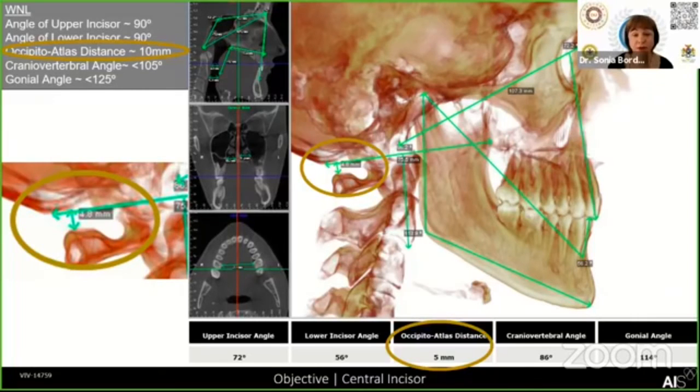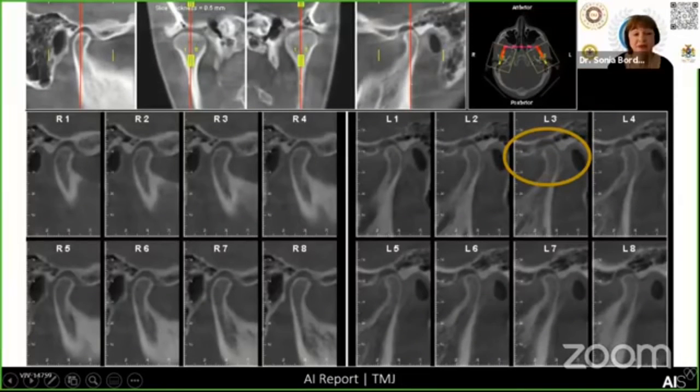As we look closer, we can start to correlate his symptoms with his findings. For instance, his occipital atlas distance is around 5 millimeters, when it should be around 10. Could this be accounting for his daily migraine by pressing down important structures? His left condyle is very posteriorized. Could this also be influencing his migraine?